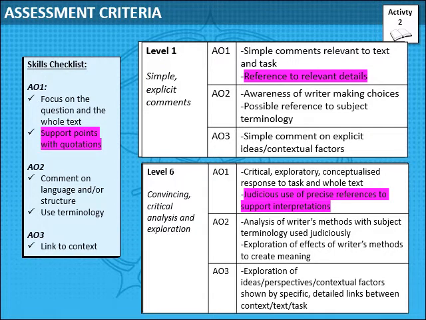You also need to include quotations, but for a high level, you need to choose these quotations really carefully and make sure you use them well to support your points.